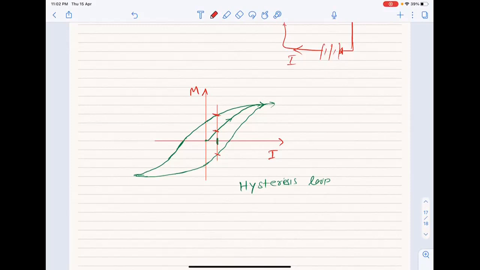Depending upon that, if you start from here, then your magnetization will be this one. And if you start from other points, your magnetization can be this one or this one. So that is what a ferromagnetic material looks like.